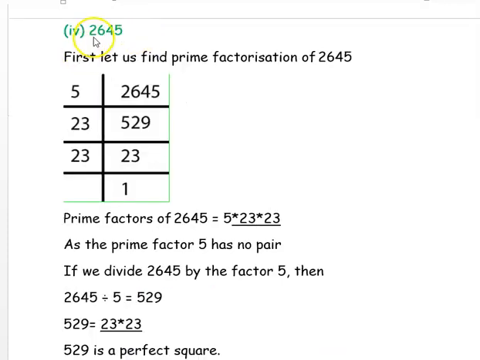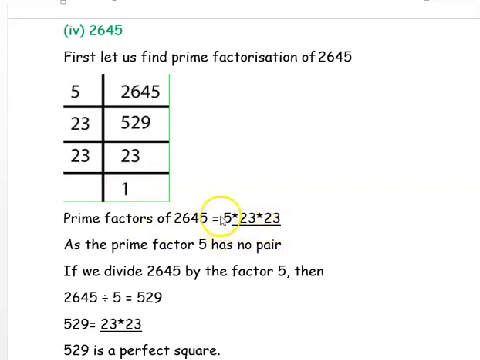The next number given is 2645. The prime factorization of 2645 is, first I am dividing it by 5. I will get 529. Next I am dividing it by 23. So I will get 23, which is further divided by 23, I will get 1. So now the prime factors of 2645 are 5 into 23 into 23.